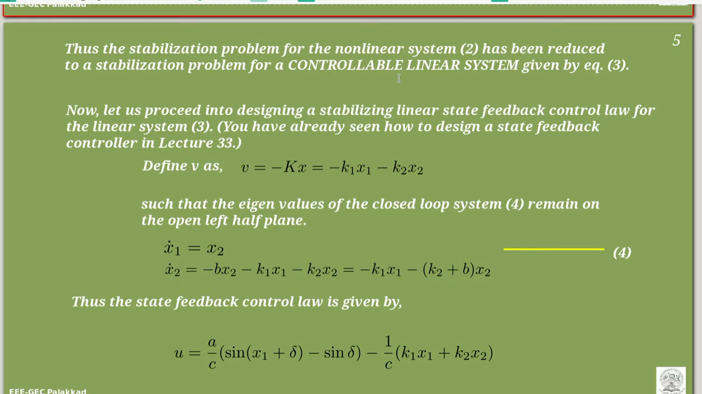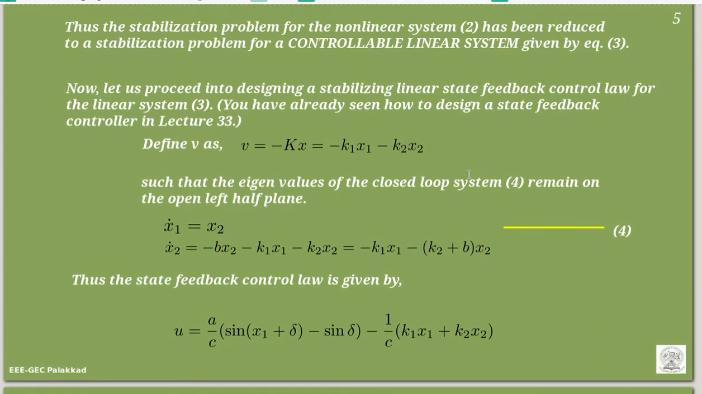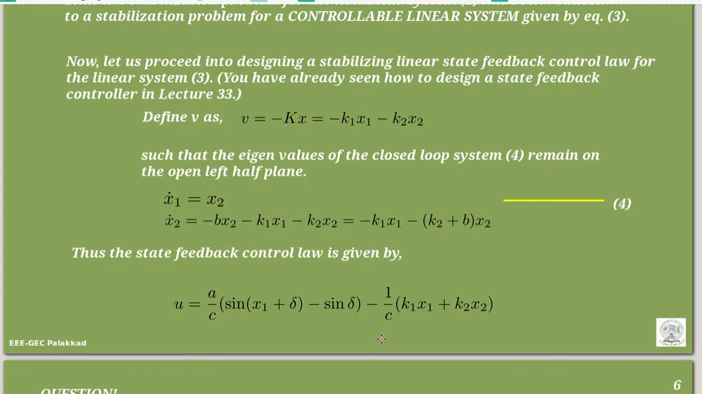We can proceed to design a stabilizing linear state feedback controller v equal to minus kx, that is equal to minus k1 x1 minus k2 x2, to locate the eigenvalues of the closed loop system x1 dot equal to x2 and x2 dot equal to minus b x2 minus k1 x1 minus k2 x2, that is equal to minus k1 x1 minus k2 plus b into x2, in the open left half plane. The overall feedback control law is given by u equal to a by c into sine of x1 plus delta minus sine delta minus 1 by c into k1 x1 plus k2 x2.